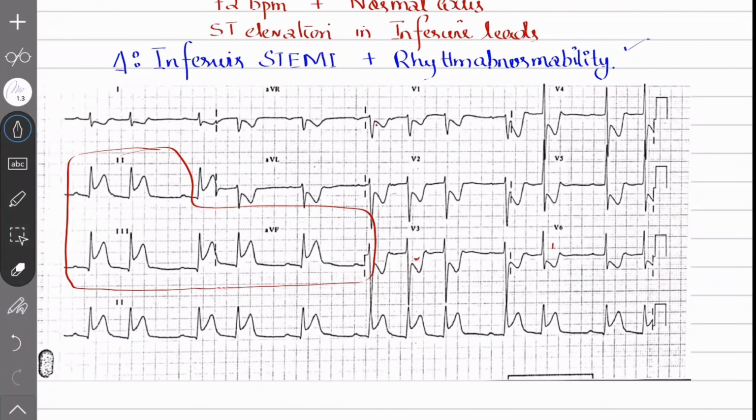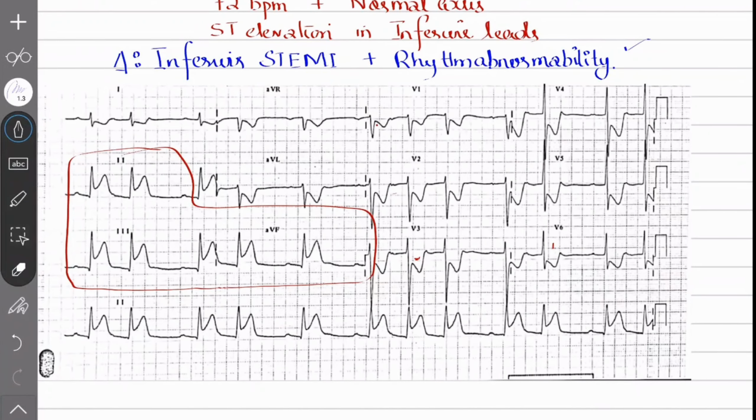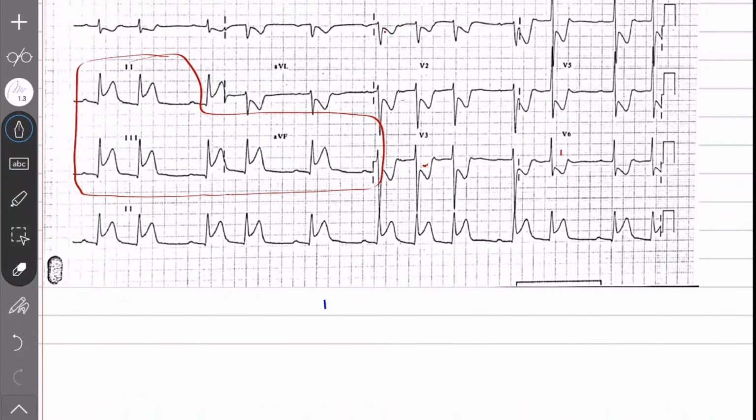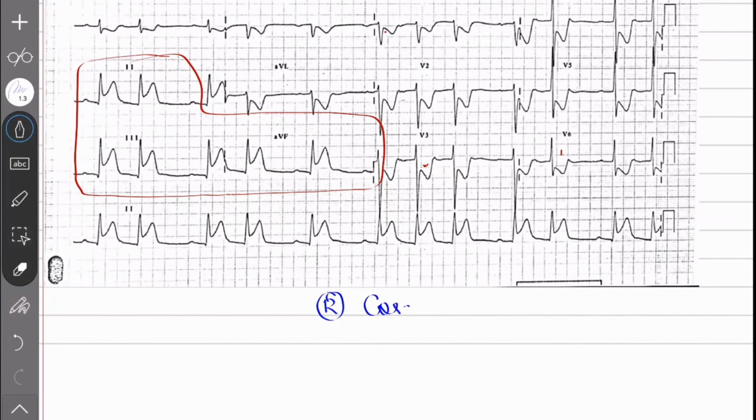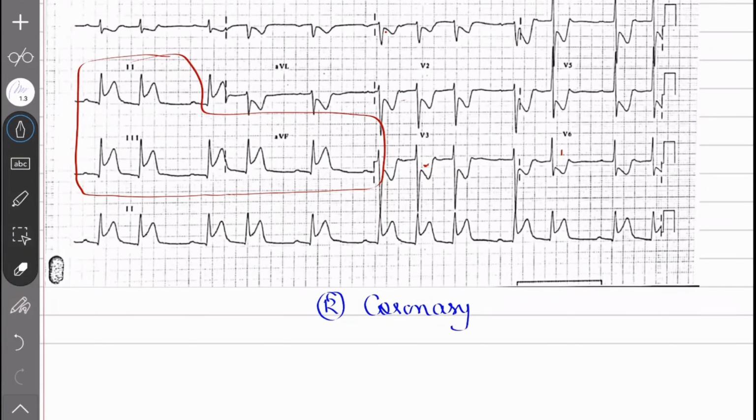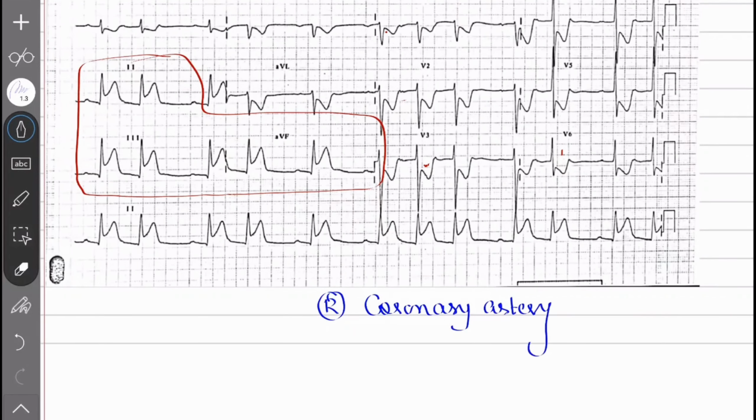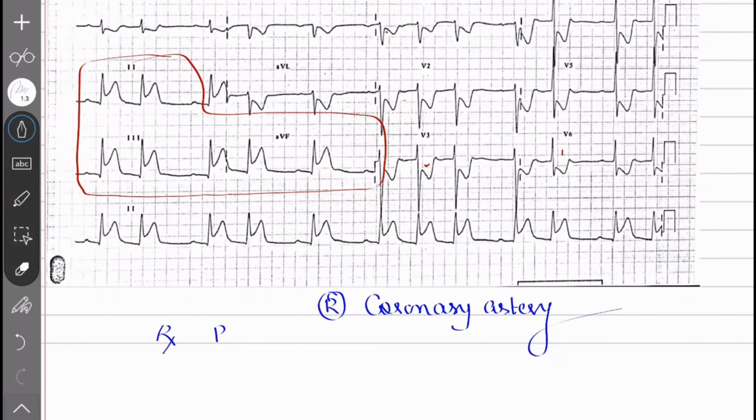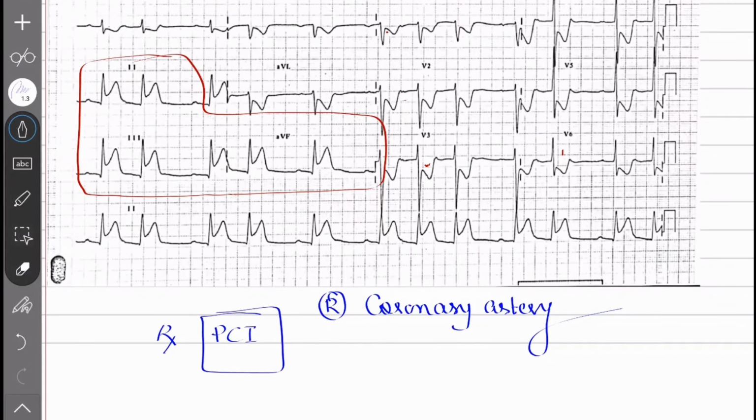And you see that the inferior part of the heart is supplied by the right coronary artery. So probably here the right coronary artery would be involved. Okay, the right coronary artery supplies the inferior wall of the heart. So for the treatment, you need percutaneous coronary intervention. That is very important to save this patient.